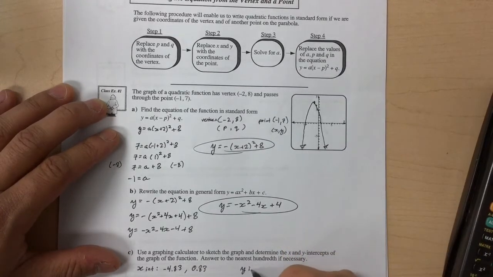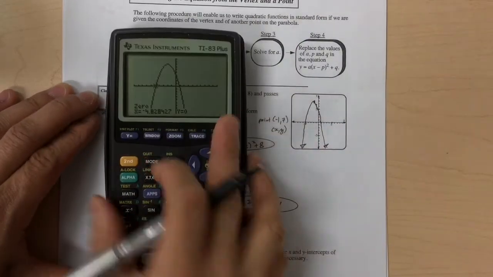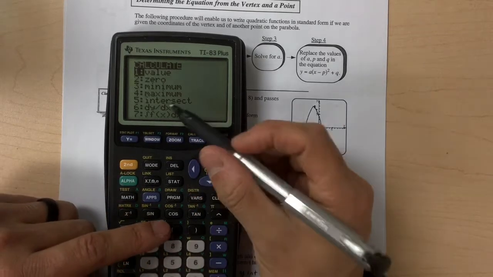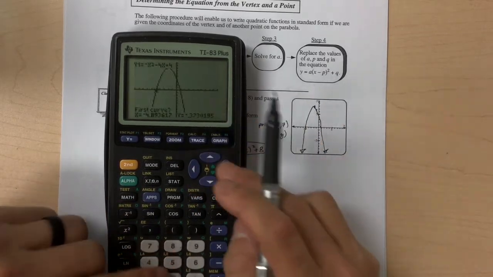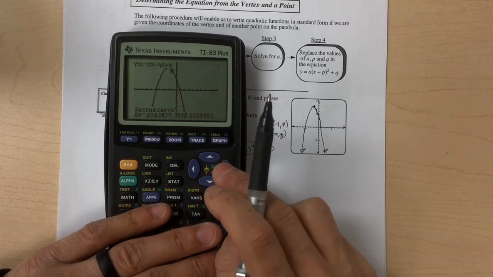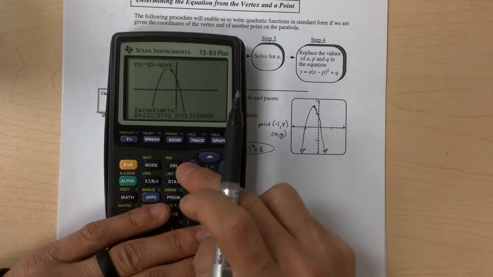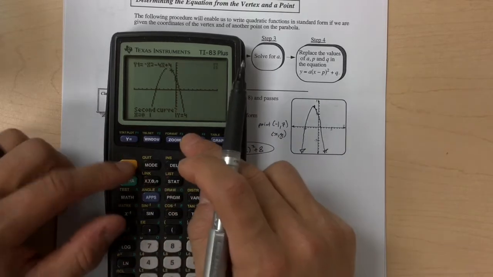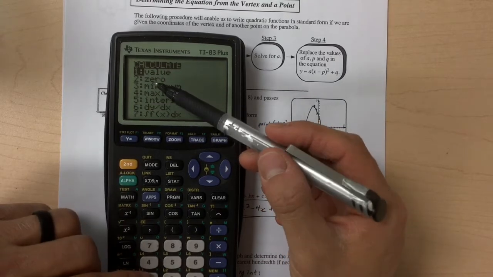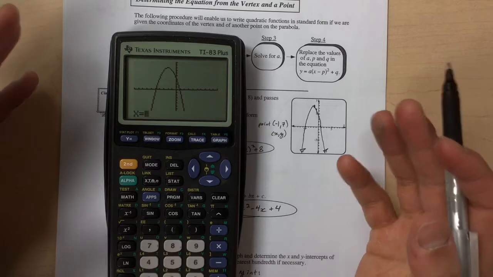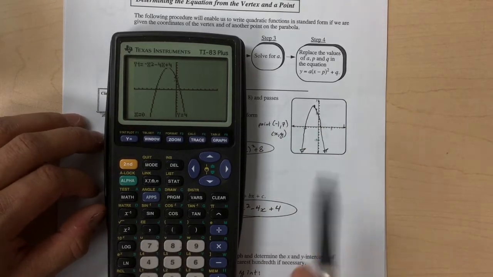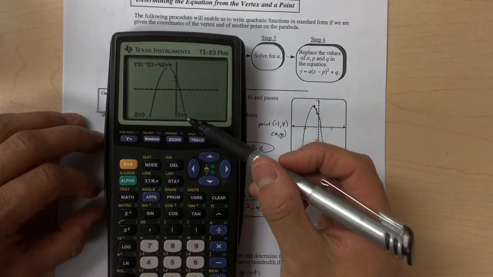My y-intercept, if I look for my intersect function, I'm going to again do my left and my right, and this is looking for, sorry, that's the wrong function. Let's use my value function. So I know that for my y-intercept, my x value is going to equal 0. Plug that in, and my y-intercept is equal to 4.